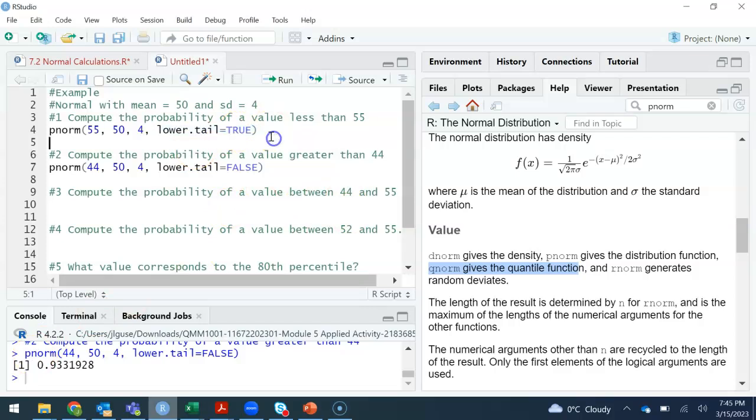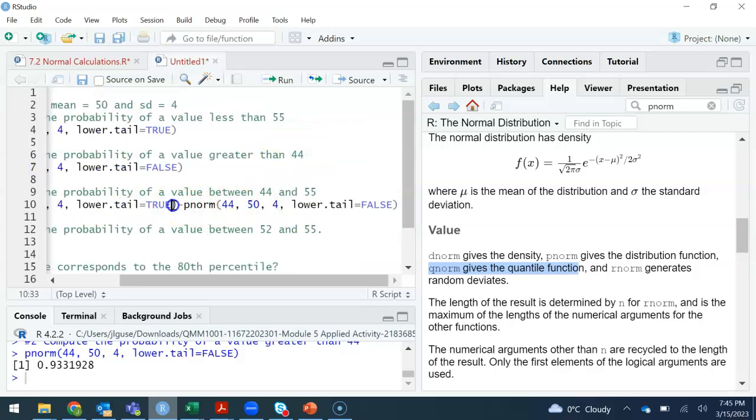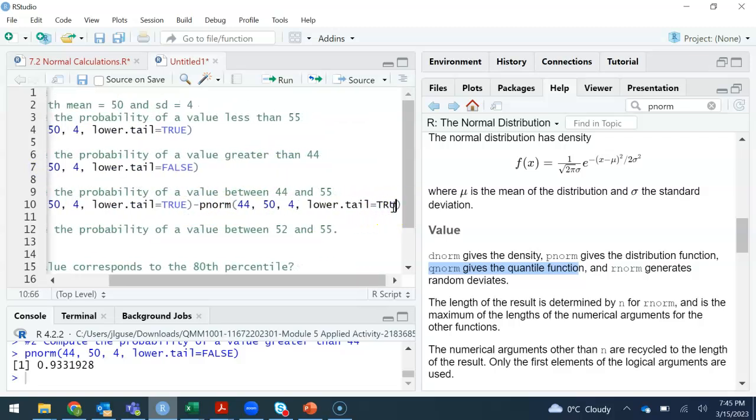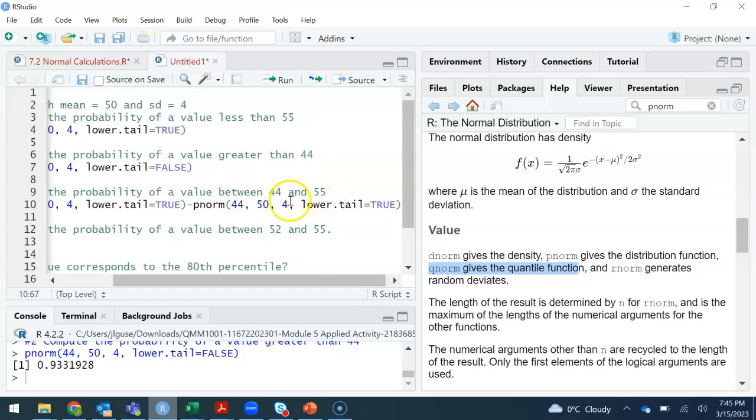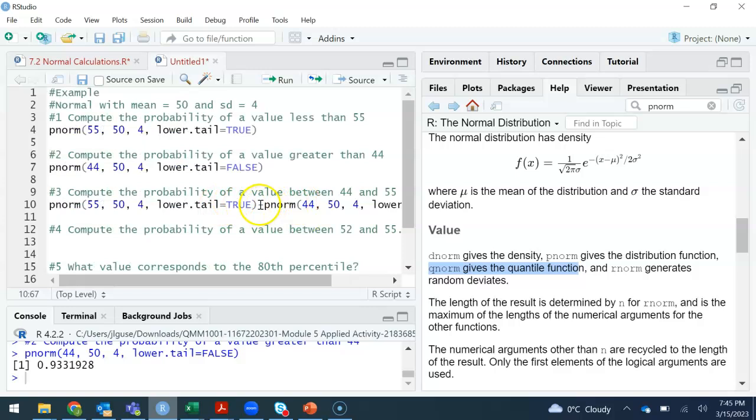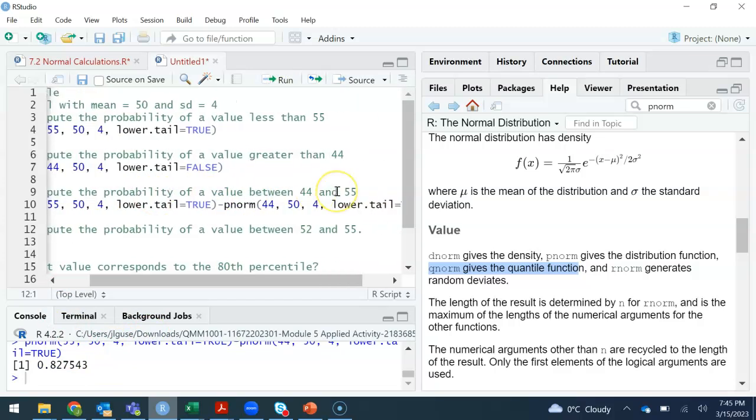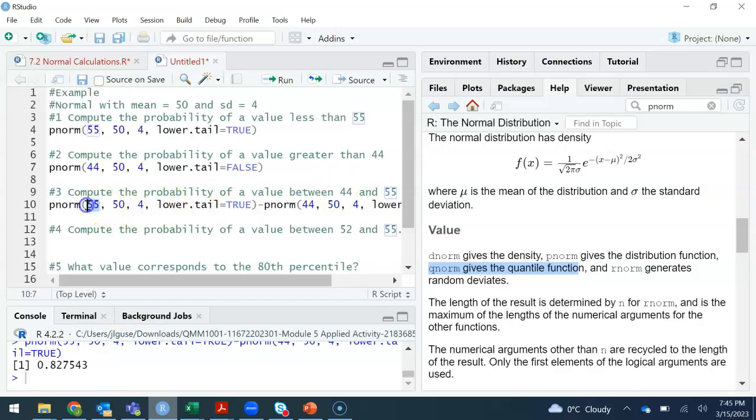Compute the probability of a value between 44 and 55. There are a few ways to do this one, but the fastest way is typically to do the difference between two p-norms with the score of interest. What is important is that the lower tails both need to be set consistently. So in this case, if I want between 44 and 55, that in-between range, I would put lower tail true for both so that I'm finding the intersection of the values. So when I run this, I'll get about 0.83. Whenever you want a between probability, the fastest way is to take the larger score p-norm minus the smaller score p-norm, set lower tail true for both. So you're finding the intersection where both conditions are met.